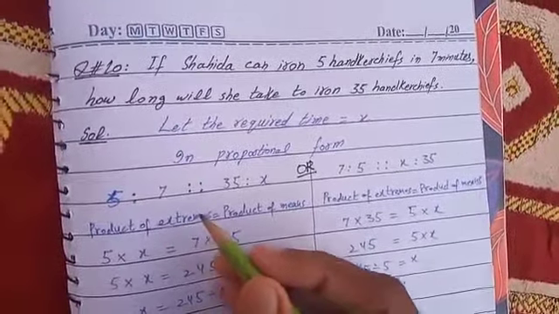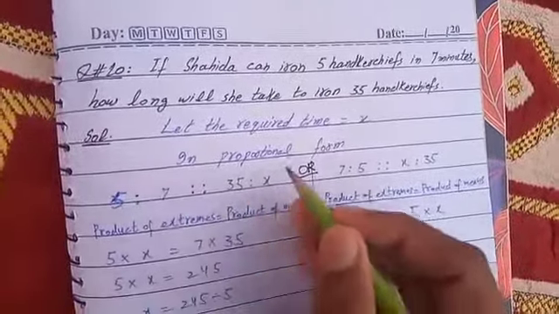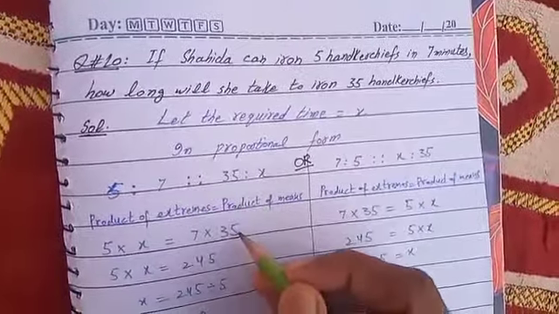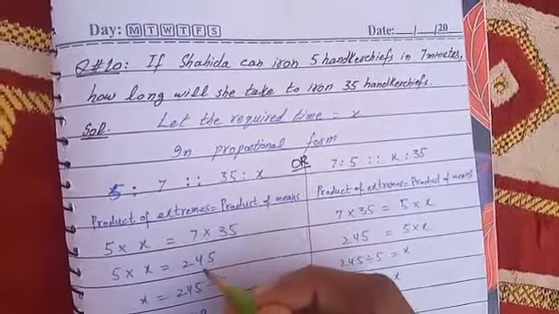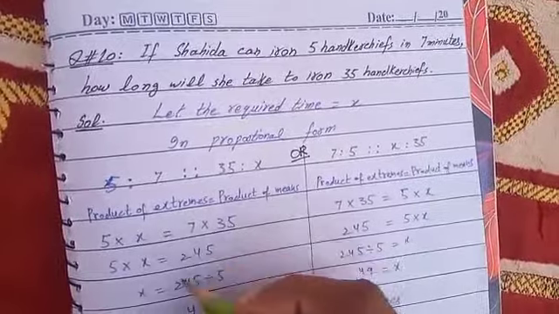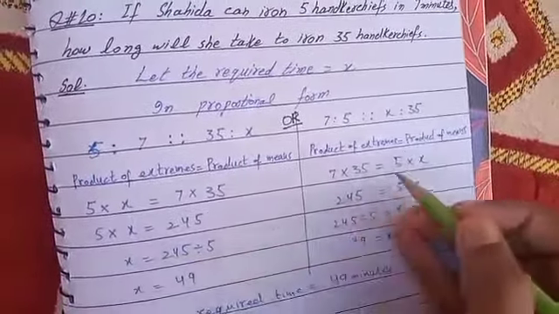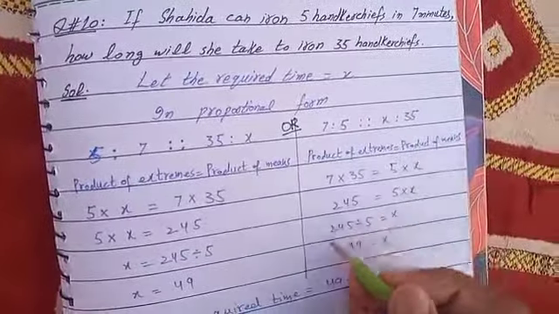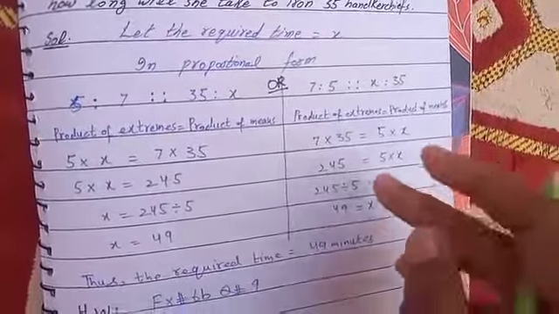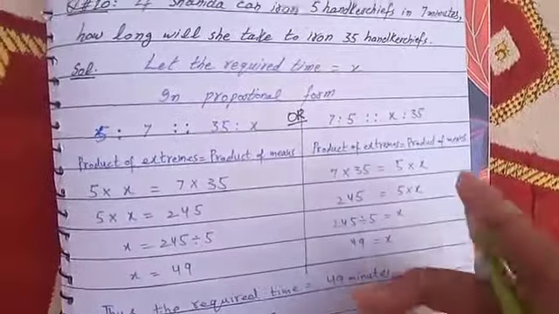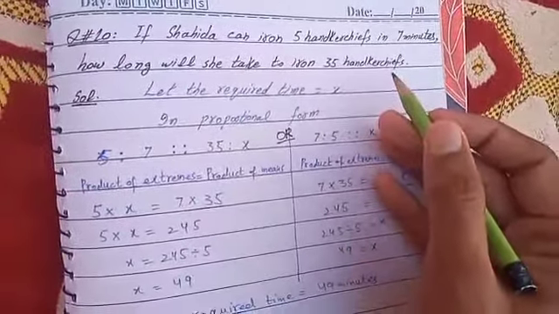We are solving by the cross product rule. Product of extremes is equal to product of means. 5 multiply x and 7 multiply 35. 5 multiply x is equal to 7 35s, 245. For 5 is multiplying here, it will be divided on the other side, the answer will be 49. In this way the answer is also 49. You can use both methods. The required answer will be 49. That is to say, she will take 49 minutes to iron 35 handkerchiefs.